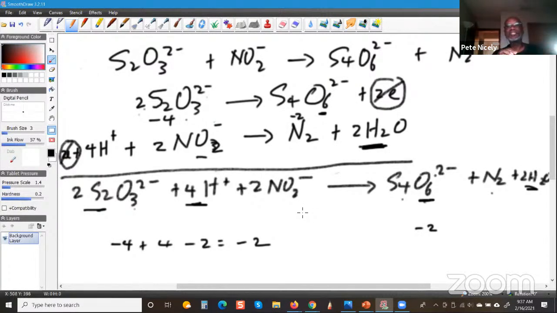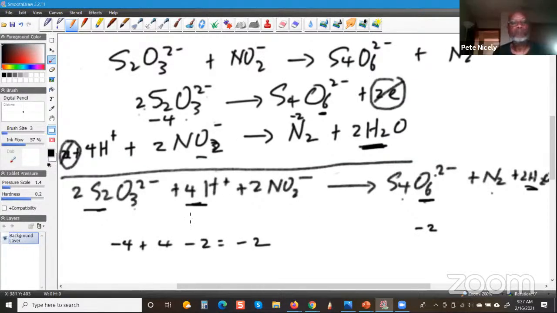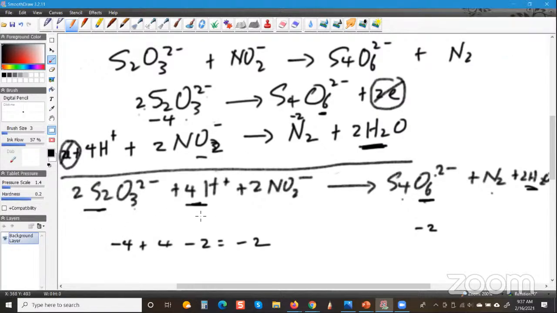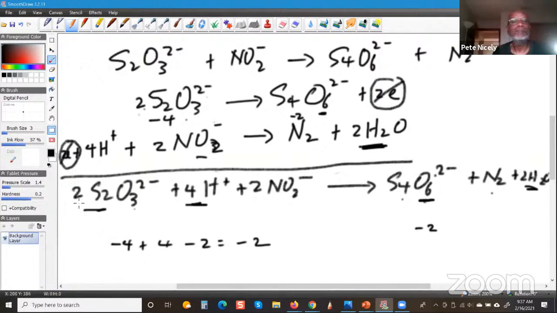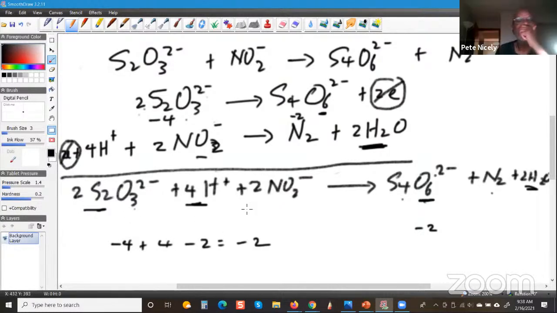Okay, any questions about this example? Any questions? Yes. 2NO2, that would make that 4 oxygens? It would? Yeah. Oh, I see what you're saying. Okay, let me see here. So you're saying the oxygens should be 6 plus 4. That's what I'm asking, is did we have a mistake? Yeah, okay. Thank you for pointing that out.